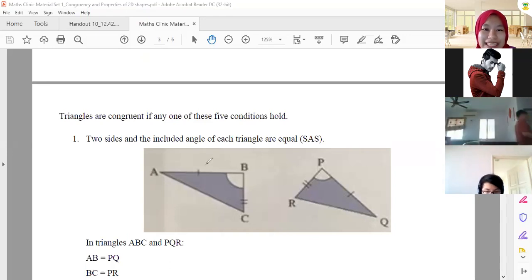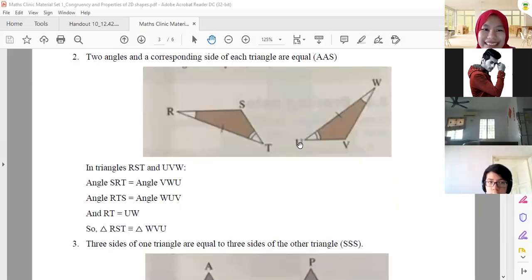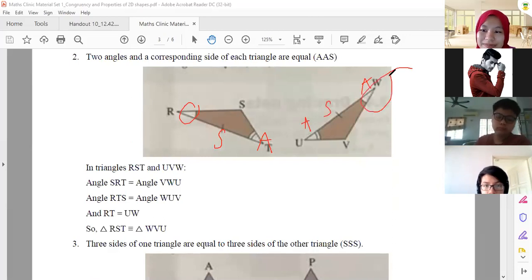So guys, this is side, angle, side. Side, side, angle, side. So these two are congruent if their values are the same. This is angle, side, angle. You can tell that they are congruent if their values are the same. Can you tell that this is an included angle? Can you say AAS? You cannot say this one is AAS.